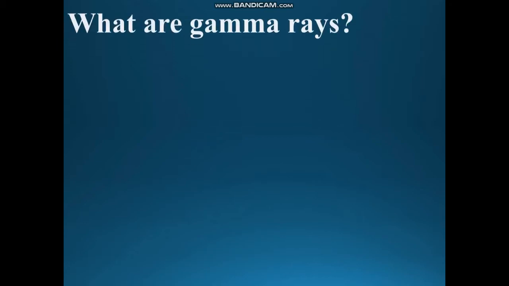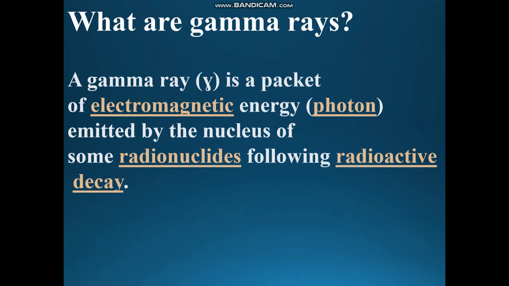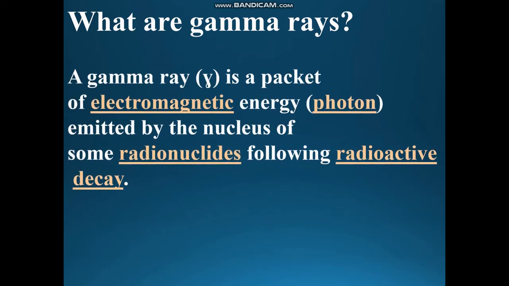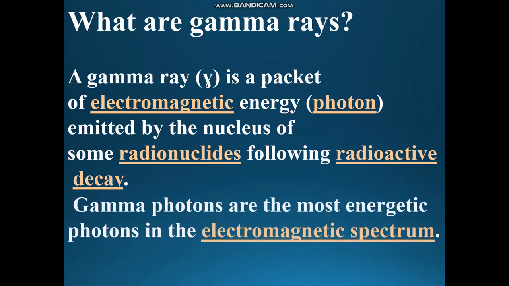Now, let's study all these waves in detail. Let's start first with gamma rays. The question is, what are gamma rays? A gamma ray is a packet of electromagnetic energy, or photon, emitted by the nucleus of some radionuclides following radioactive decay. You have already studied radioactivity, so you know that gamma rays originate from the nucleus.